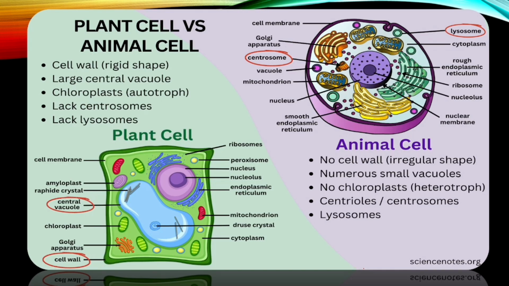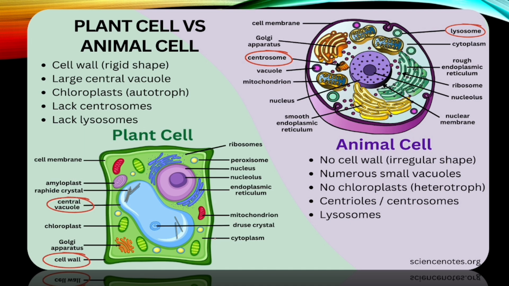Next one is plant cell versus animal cell. You know that plant cells have rigid shape, large vacuole. It is autotroph. Since plants are autotroph, they synthesize their own food. They have chloroplasts, lack centrosomes, lack lysosomes. Animal cells, the cell is irregular in shape because there is no cell wall. It has many small vacuoles. Vacuoles may or may not be present. It does not have chloroplast. It cannot synthesize its own food. It has centrioles and centrosomes and lysosomes. You can see here I have marked with the red the unique organelles.